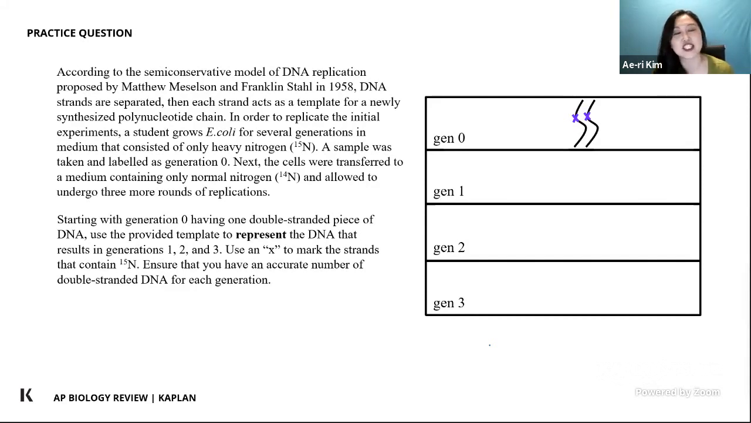So this is a Meselson-Stahl experiment that essentially proved that DNA is replicated in a semi-conservative model. What that means is that every double-stranded DNA is going to be one strand of the previous parent and one brand new strand. And nice, I see the responses coming in.